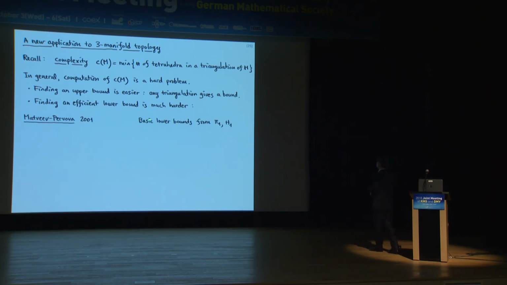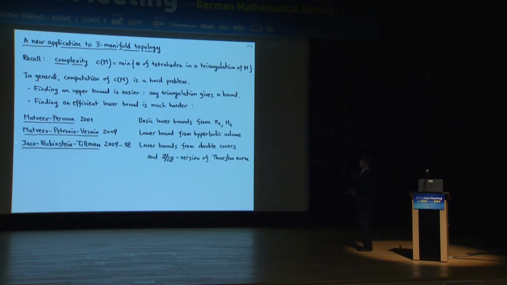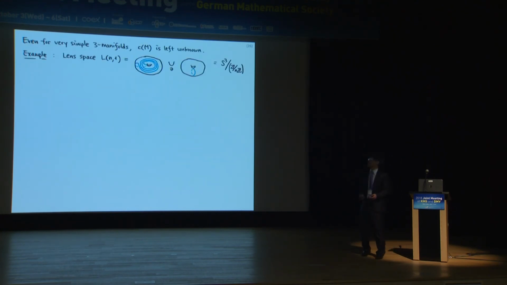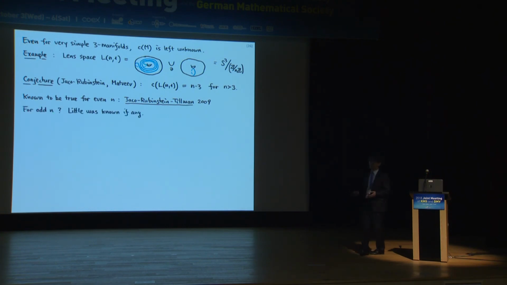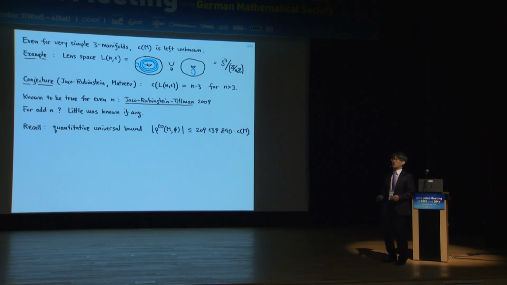People try to extract some efficient bounds from basic information like homology and hyperbolic volume, and more remarkably, Jaco, Rubinstein, and Tillmann used double covers and a Z2 version of the Thurston norm. But even for very simple three-manifolds, complexity is left unknown. For instance, in the simplest case of lens spaces, the quotient space of the standard free action of the cyclic group of order n on the standard 3-sphere, we only have conjectures. The complexity is conjectured to be n-3 for L(n,1), and this was proven for even n by Jaco, Rubinstein, and Tillmann, but for odd n almost nothing was known because of the lack of an efficient lower bound.